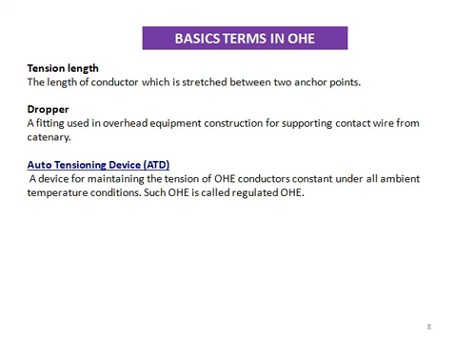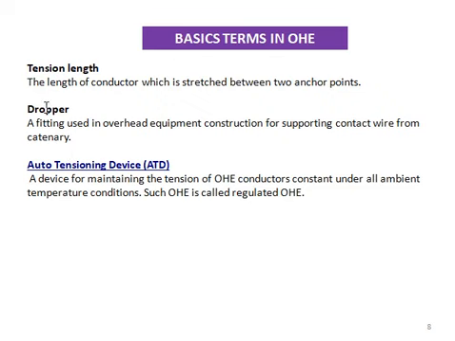Next is tension length. In OHE, the whole conductor, this catenary and contact wire, is kept in tension from the starting to the end point, which are called anchor points. The length of the total OHE circuit from the first anchor point to the last anchor point is called the length of conductor, or it is also known as tension length.